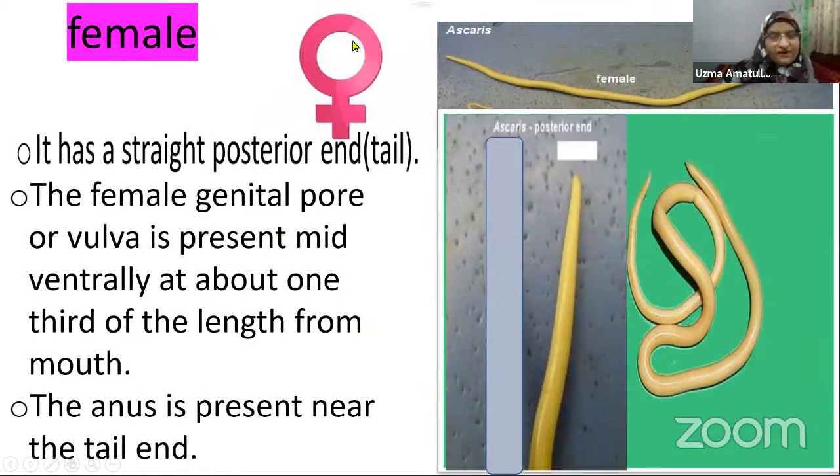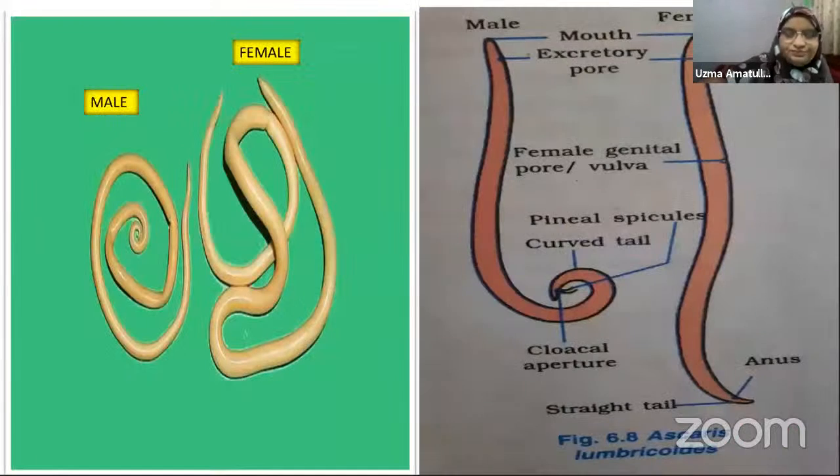Now the female, it is represented with this symbol, that is a circle and a plus sign, and the female has a straight posterior end, and the female has a genital pore or vulva, which is a third from the mouth. If you divide the body into three, in the one-third position from the mouth, there is a vulva, that is the female genital pore. Then the anus is present near the end of the tail. Now here, this is the diagram which is there from your textbook. You can see the difference between male and female.